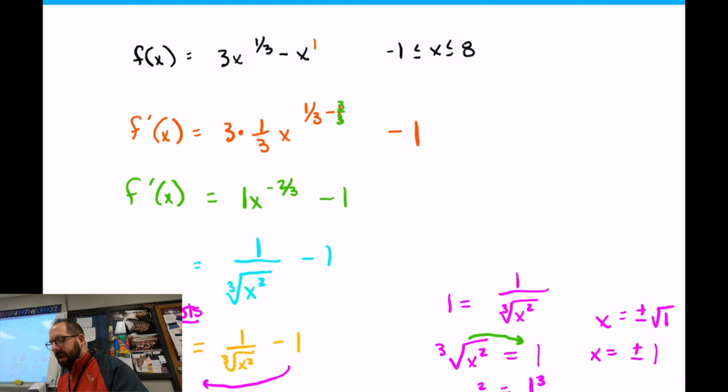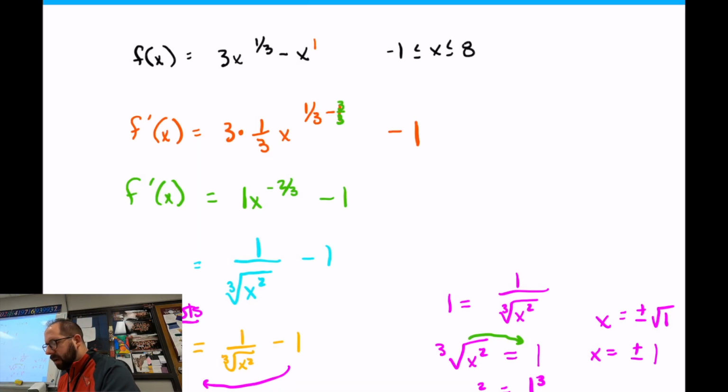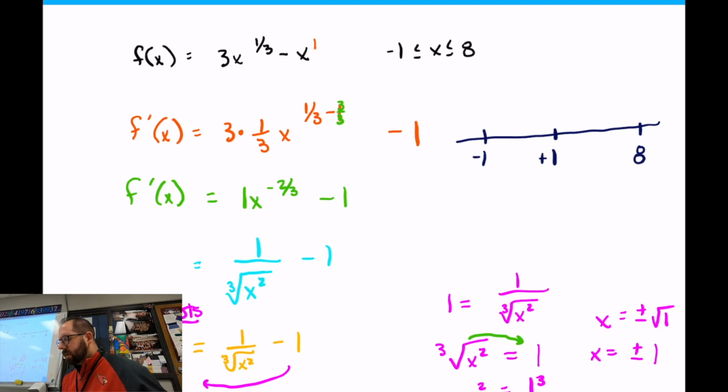So if I was using my little table set that we talked about yesterday, I have -1 over here, I have a critical point of 1 in the middle, and I have 8 as my boundary over here. So what I'm going to do is plug each of these numbers in, and then figure out what the values are to see if it's a max or min, if it's an absolute or relative, or what the book calls local or global. I like absolute and relative. I like those words better.